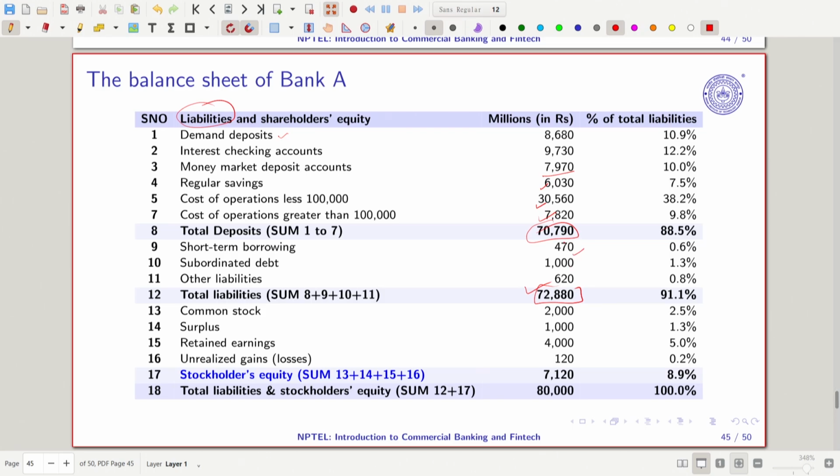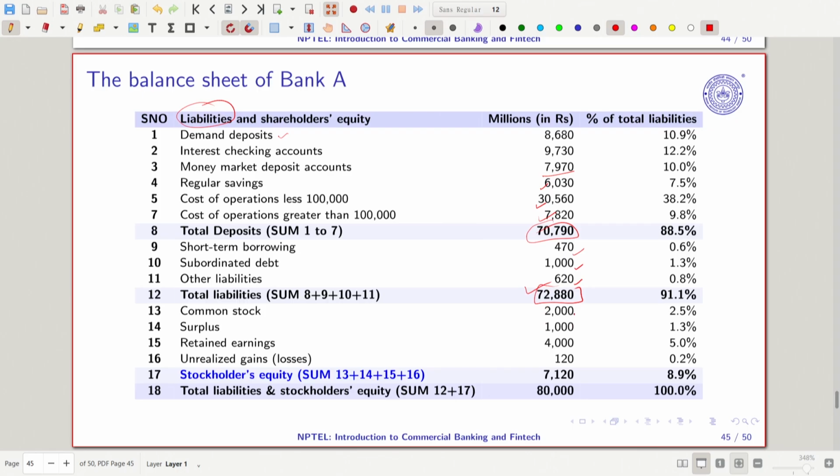Subordinated debt, which is like a debt which you are not able to manage, so you have given it to a subordinated. So it is like 1,000 crore, a million in rupee. And then here your other liabilities, which could be of any type coming from different sources, maybe from regulations or from individuals, maybe from a special purpose. So those are included here. Then in others we have the shareholders equity.